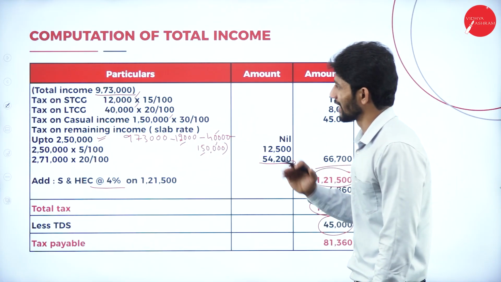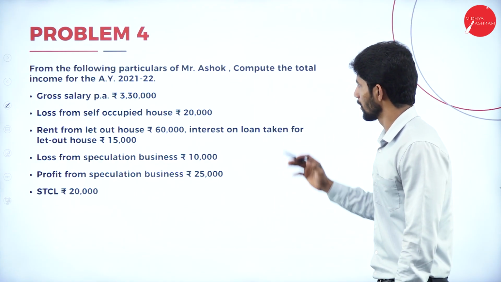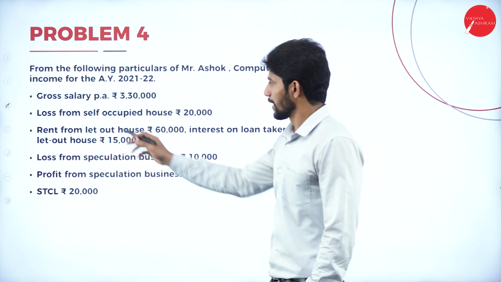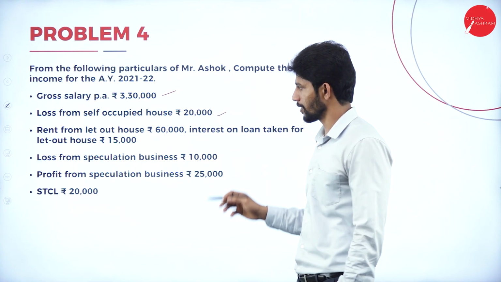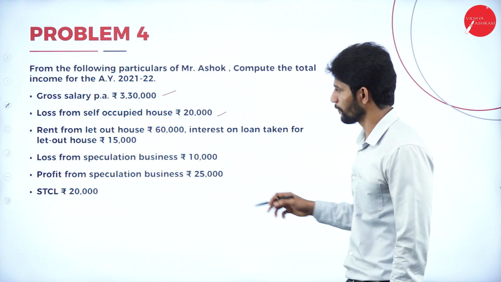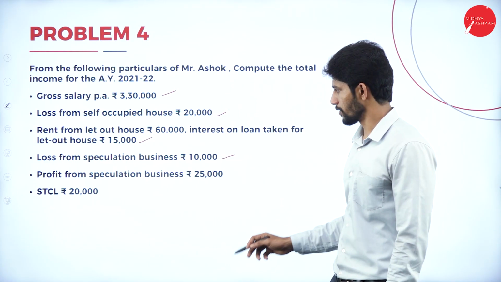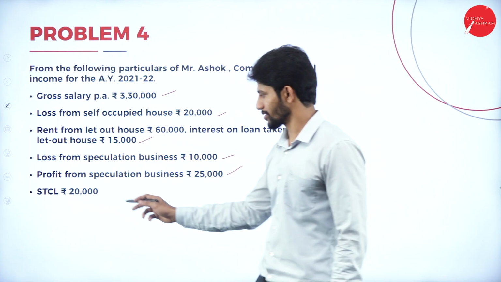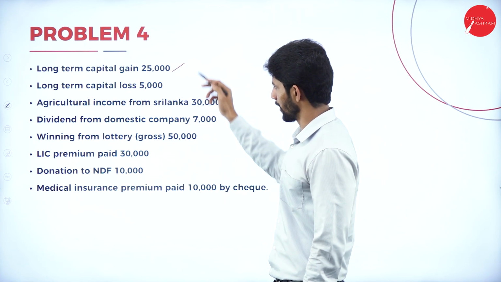Next, moving on to the next problem. Problem number 4. From the following particulars of Mr. Ashok, compute the total income for the assessment year 2021-22. Gross salary per annum 3,30,000. Loss from self-occupied property 20,000. Rent from let-out house 60,000. Interest on loan taken for let-out house is 15,000. Loss from speculative business 10,000. Profit from speculation business 25,000. Short-term capital loss is 20,000. Moving further, long-term capital gain 25,000.